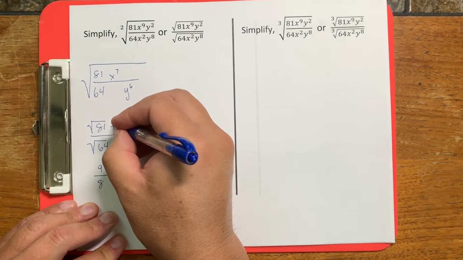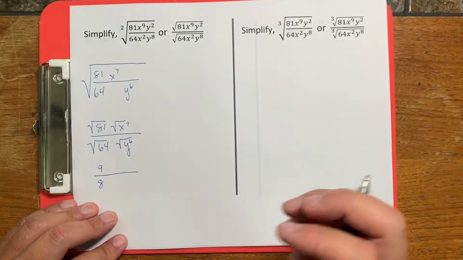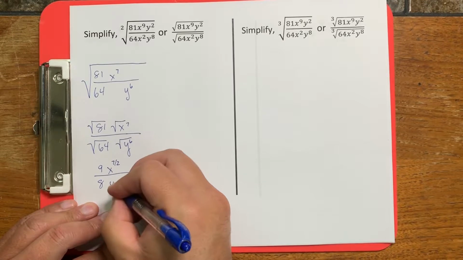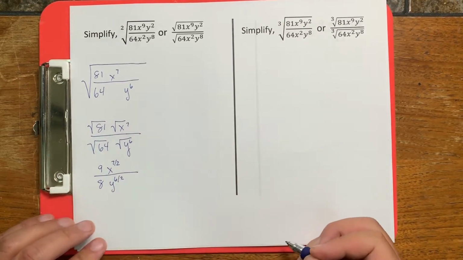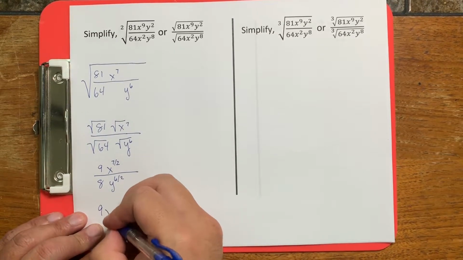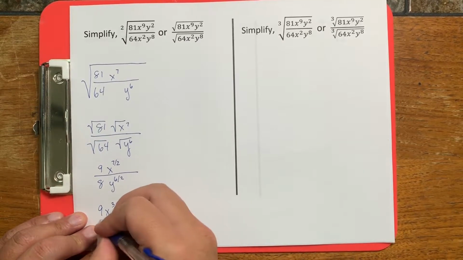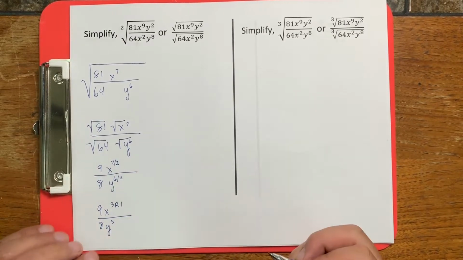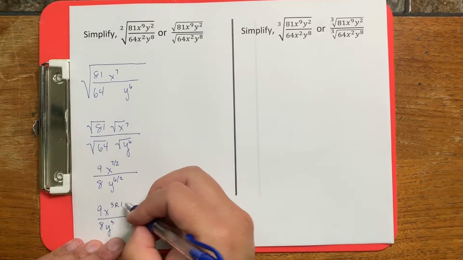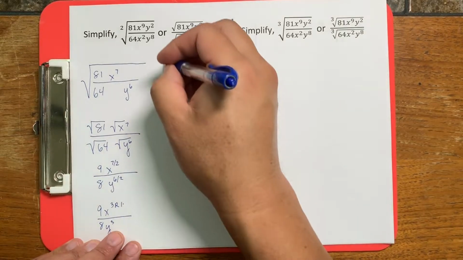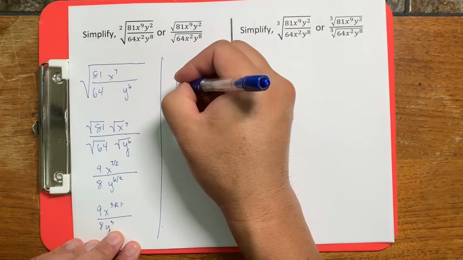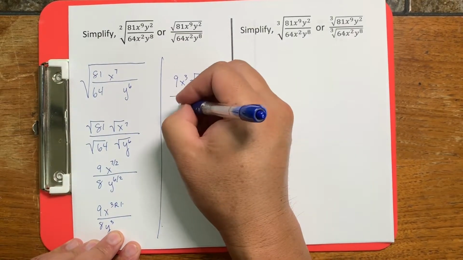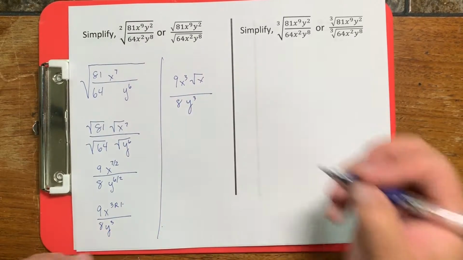And then when the index is not written, the index is assumed to be 2. So we're going to have x to the 7 divided by 2, y to the 6 divided by 2. And then we get 9x cubed, remainder 1, 8y cubed. Now this tells me how many are on the outside, and this tells me how many are on the inside of the radical. So I should get 9x cubed square root of x over 8y cubed.